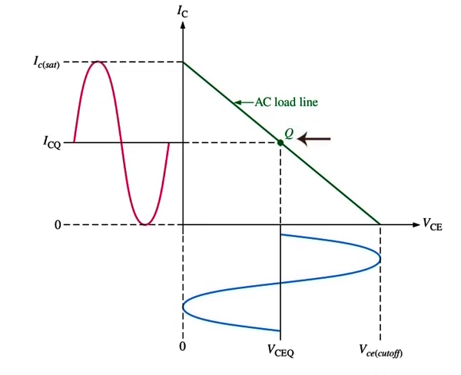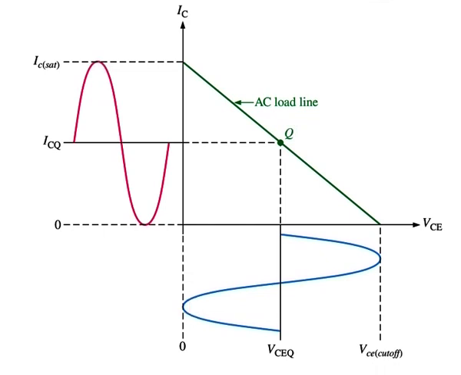The collector current can vary from its Q point value up to its saturation value, that is IC saturation, and down to its cutoff value of 0. Likewise, the collector to emitter voltage can swing from its Q point value of VCEQ up to its cutoff value of VCE cutoff and down to its saturation value of near 0.